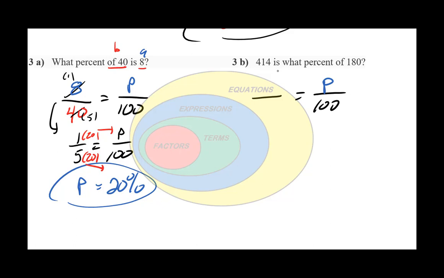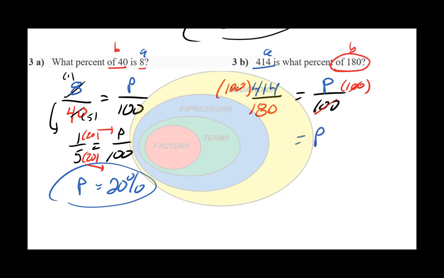So 414 is what percent of 180. So of 180 is the base. So in this case, the 180 goes into the denominator. 414 then would be the A, or the amount. Okay, so to calculate this, I'm just going to use a calculator, but I'm just going to multiply both sides by 100 to get P.